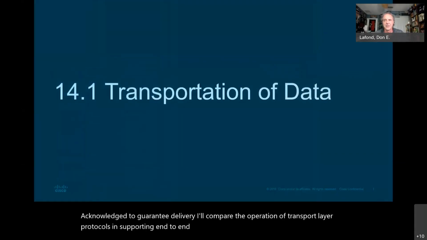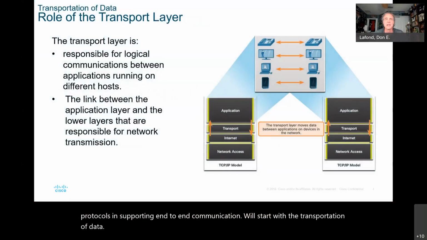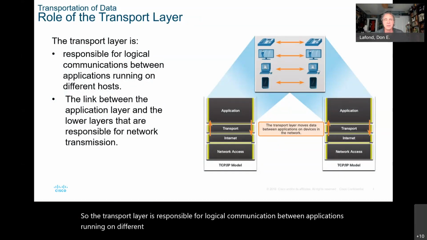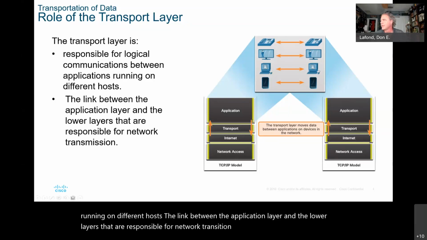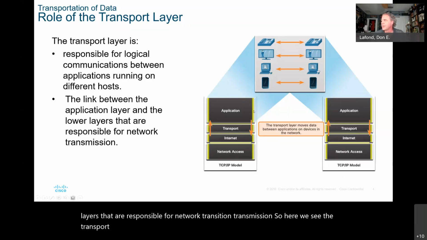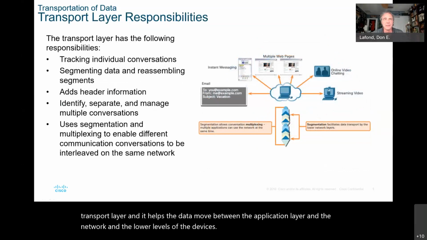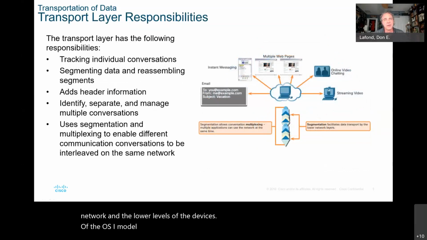We'll start with the transportation of data. The transport layer is responsible for logical communication between applications running on different hosts. It is the link between the application layer and the lower layers that are responsible for network transmission. Here we see the transport layer, and it helps the data move between the application layer and the network and the lower levels of the devices of the OSI model. The transport layer has the following responsibilities.